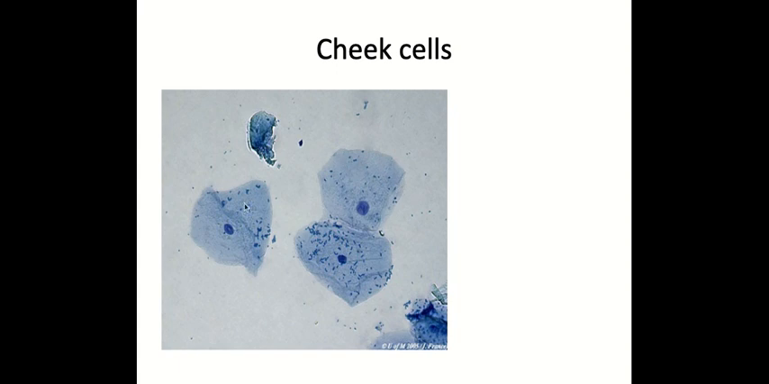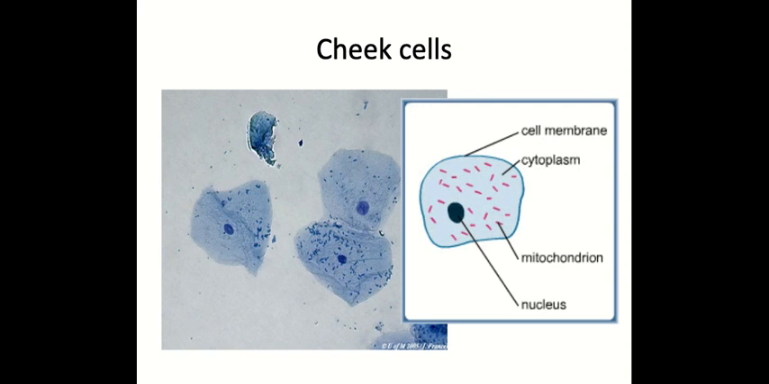Now with this one, it's quite important that we point out that you cannot see everything in the cell, like the diagrams we looked at before. We need to zoom in a lot closer to be able to see a lot of those structures that are a lot smaller, like the mitochondria and the ribosomes. But you can see the nucleus, the cell membrane, and the cytoplasm, just like you can here.